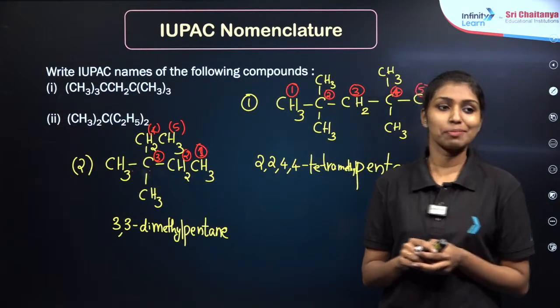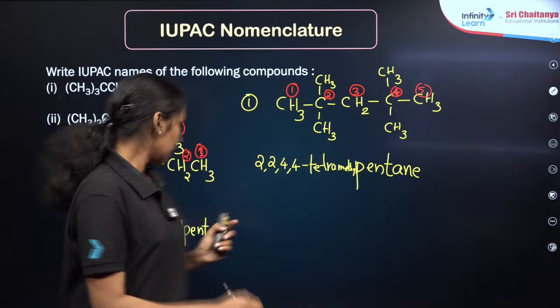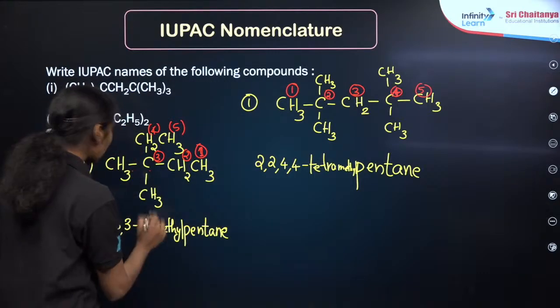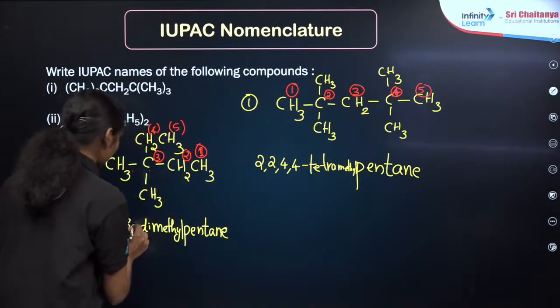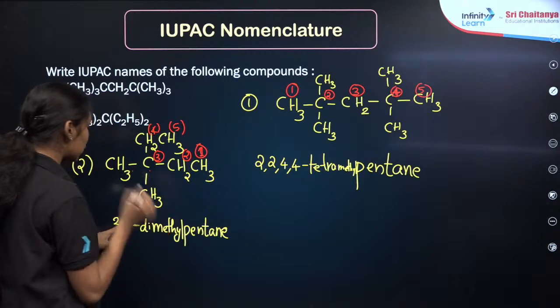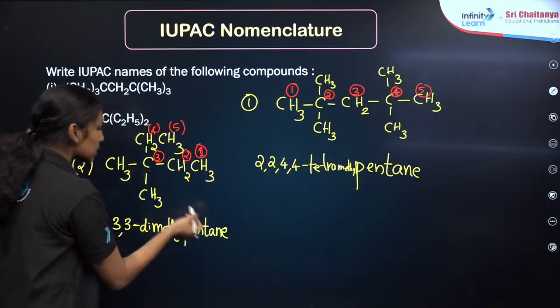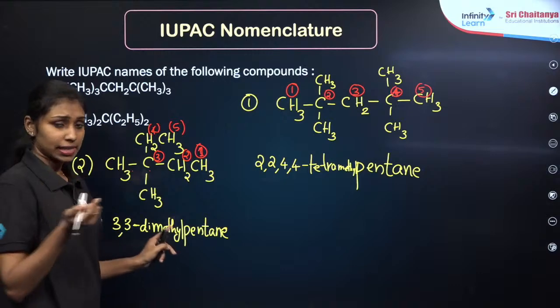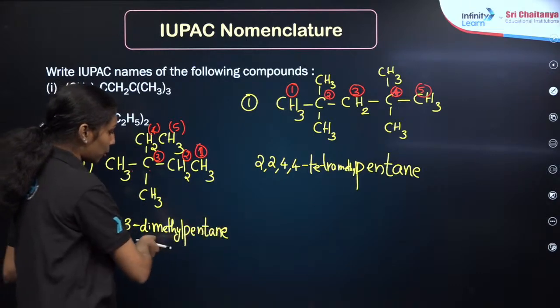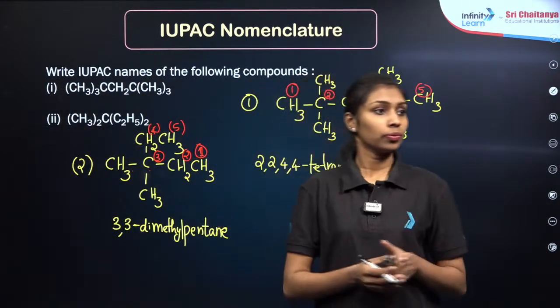There should not be any spelling mistake, right? 3,3, you have to mention the position. Then after that, there should be a hyphen. This is important, right? After the position number or carbon number, there should be a hyphen. And all the letters should be in small letters. And there will not be any space between the branch's name and the word root, right? Clear?